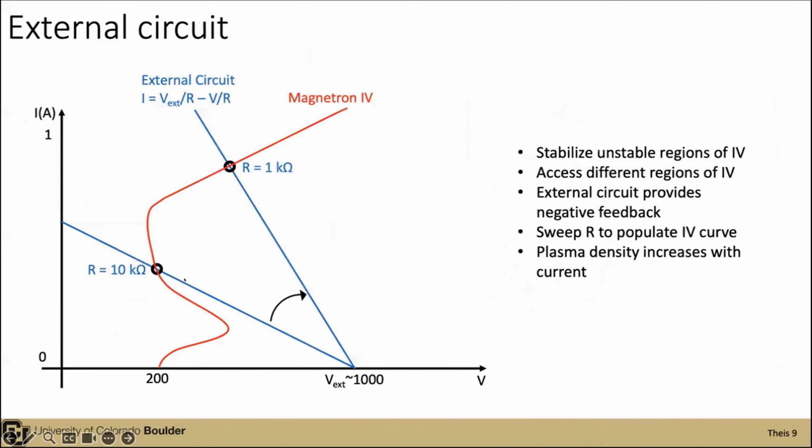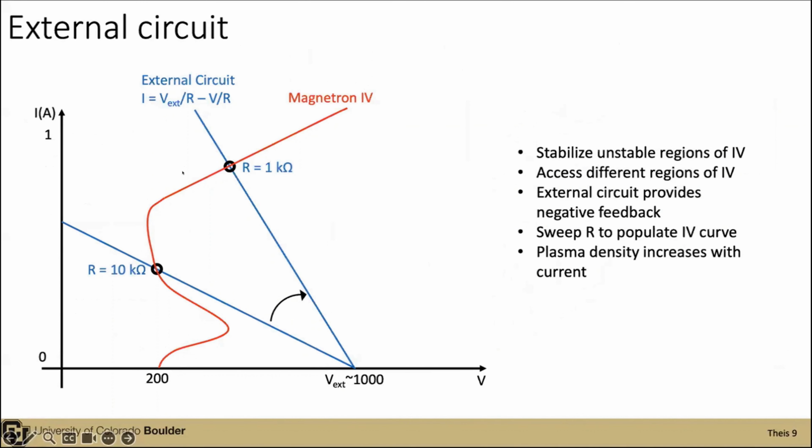So a bit more about the external circuit. In this image on the right, I have an IV characteristic with current on the y-axis and voltage on the x-axis. And then in red, I'm trying to show some unknown IV curve for the magnetron that I'm trying to discover. And so that could have regions where there's negative differential resistance, like I'm showing here in this regime, and regions where there's positive differential resistance up here. And so that's what I'm trying to develop with my simulations.